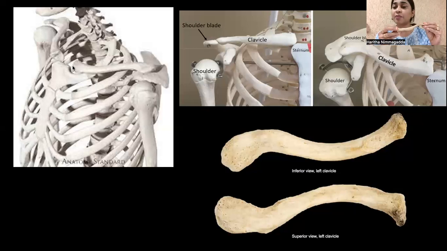Okay, how can you determine the side? You can keep it like this also, right? Upside down also, it can be a mistake. So first you have to understand which is the superior surface and which is the inferior surface.